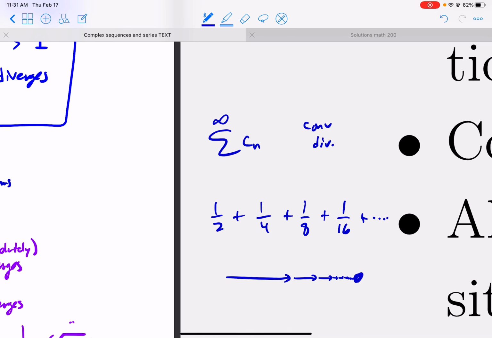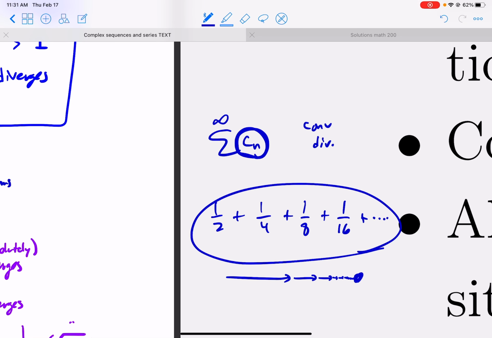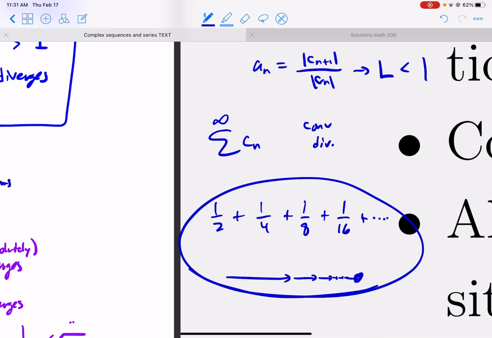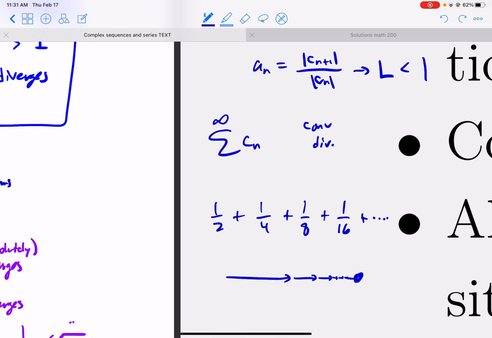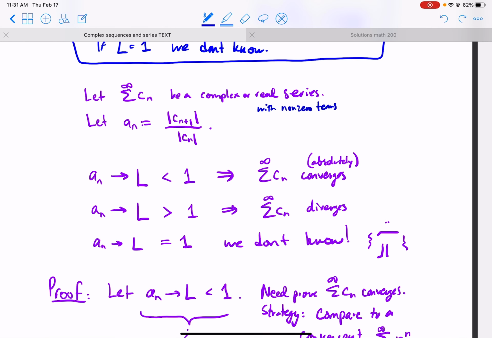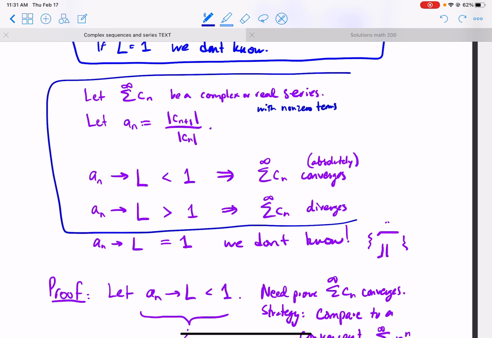And what you do is this series might not be a geometric series, but what we should do is look at the ratios. And if the ratios between consecutive terms eventually look like a geometric series, namely if these converge to some number that's less than 1, then we basically have a geometric series in the end. Okay. That is the ratio test.